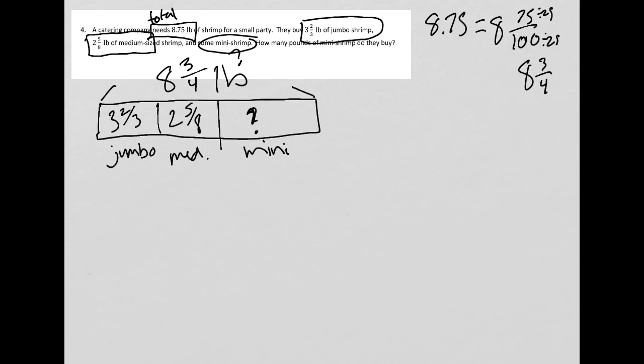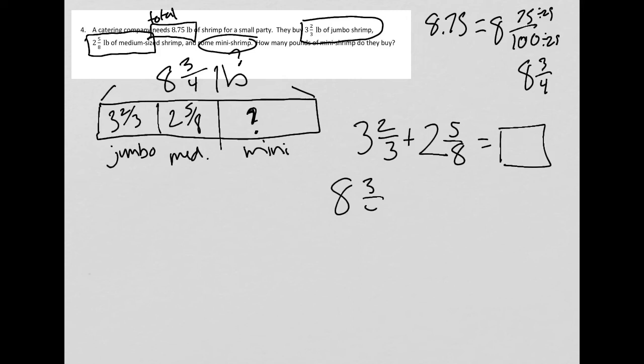So when I'm thinking about solving for this, I need to figure out the mini shrimp. What I would do is combine the jumbo and the medium shrimp to figure out how much shrimp they already have. And then from there, I would take the total shrimp and subtract what they have to find out what the mini is going to be. Pause, do the math, and check yourself.